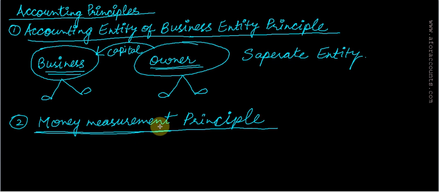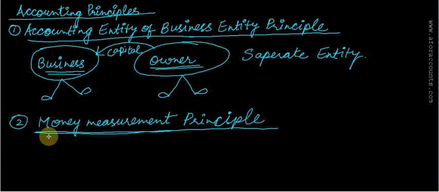Say, I have a labor who is working very nicely for me and another labor who can't work so nicely for me. Can I record the quality of labor in my books of accounts? No, I cannot record it, because I cannot bring it to the terms of money. So only the thing which can be monetarily measured has to be recorded.